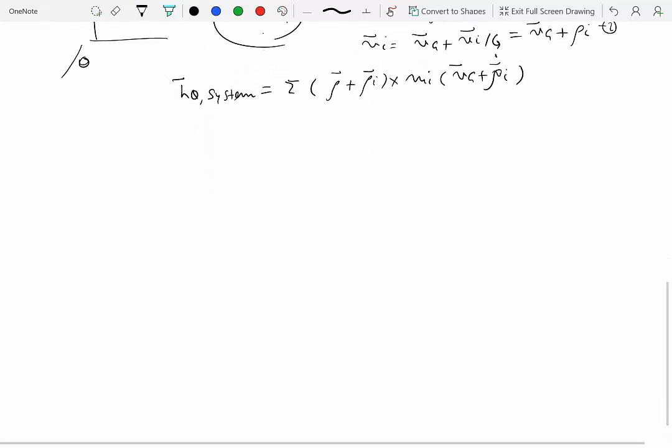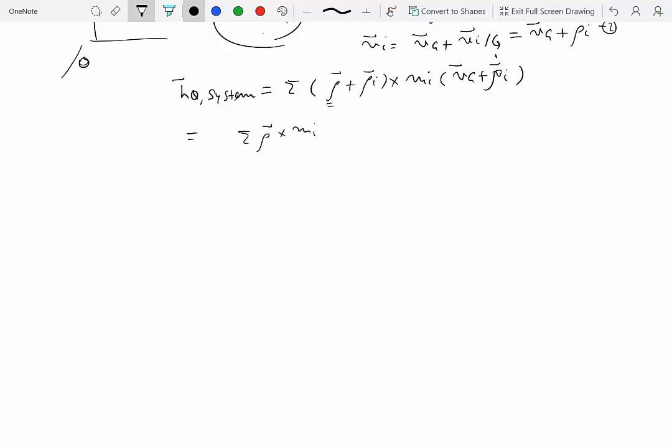And now I'm going to expand this. Okay, so this is equal to sigma. Now rho is not dependent on any of these indices i. So I can write this as sigma rho cross m_i v_G. Let me just finish writing this first, and then I'll simplify it. Plus sigma rho cross m_i rho_i dot, plus sigma rho_i cross m_i v_G, and the last one is plus sigma rho_i cross m_i rho_i dot.